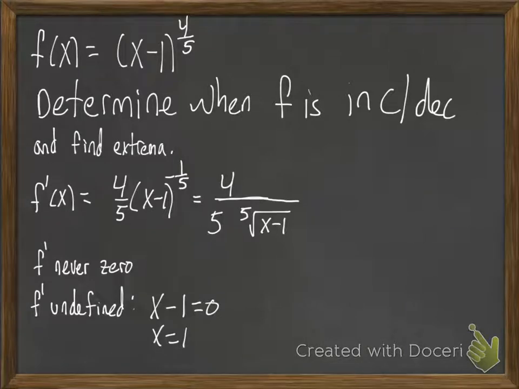Okay, I had another problem. f(x) = (x − 1)^(4/5). We want to determine when f is increasing, decreasing, and find any relative extrema. So we start by first finding the derivative.